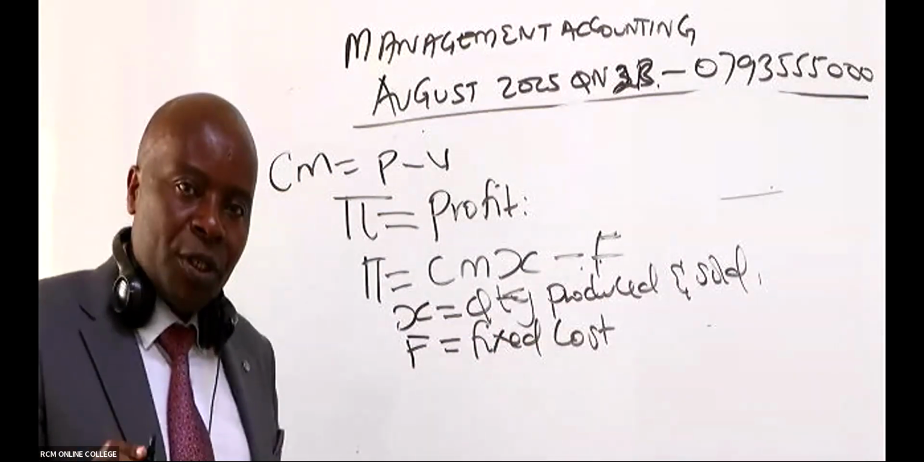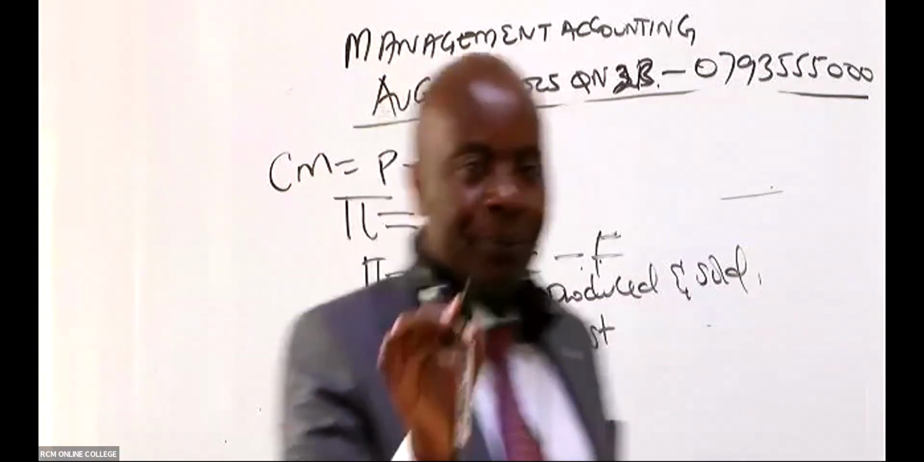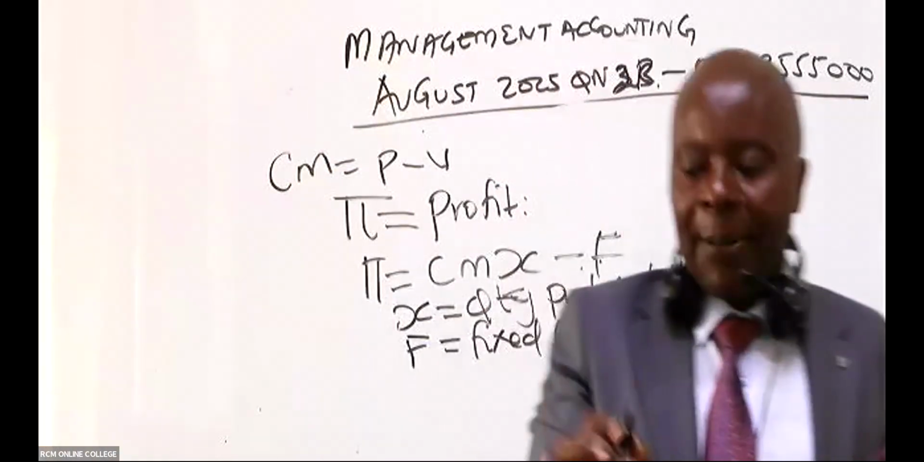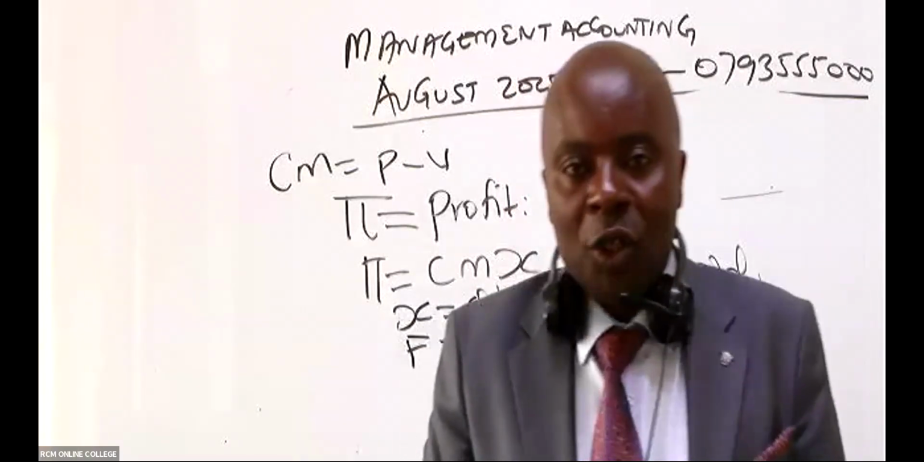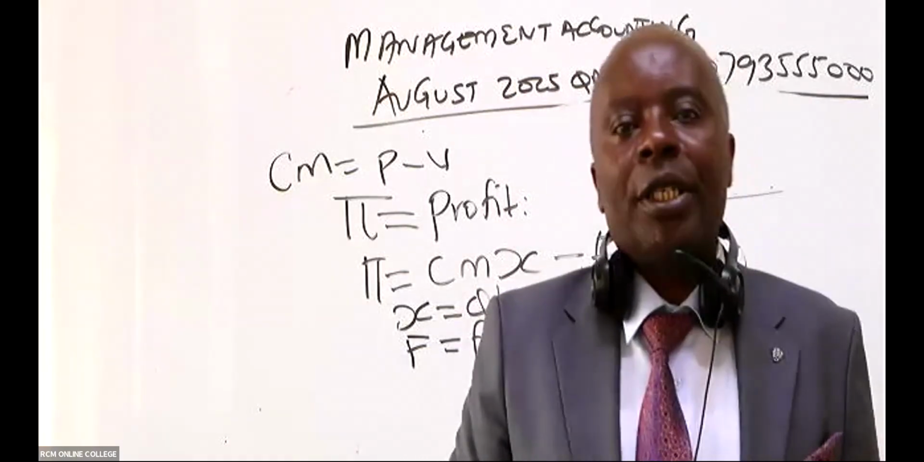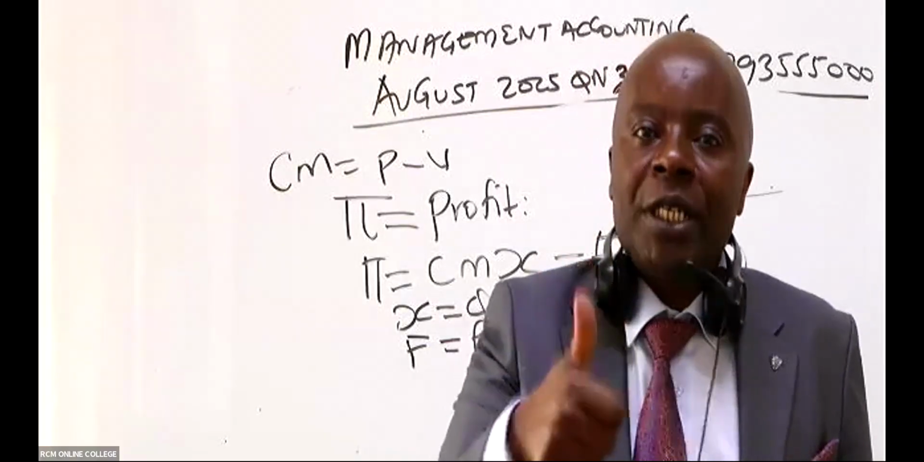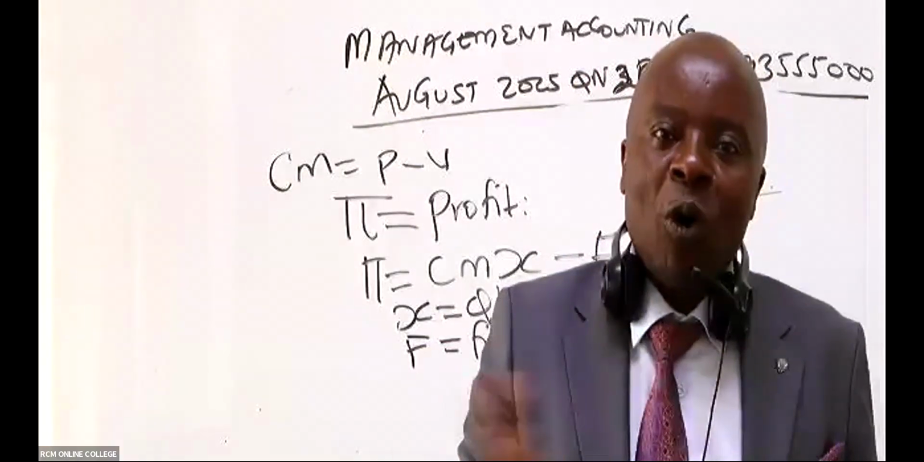The fixed cost. Remember in the other session, we defined our various types of costs. We said that fixed costs are those constant costs that do not fluctuate. They are normally periodic. You see, for example, our homes.